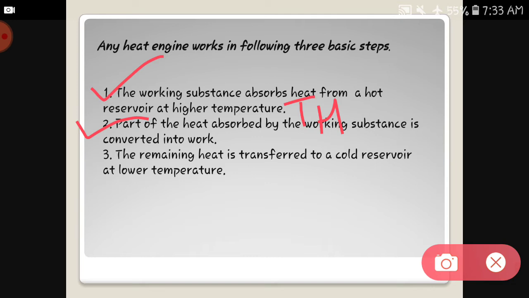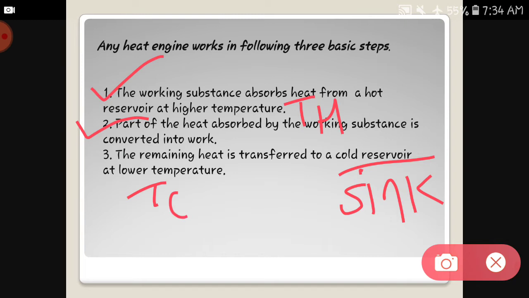So what happens when heat is being applied to it? It will get absorbed and it will do work. That is the second step. And the third step is that the remaining heat is transferred to the cold reservoir, which we are calling the sink. So the remaining heat is transferred to the sink at lower temperature, which we call TC. So these are the 3 basic steps.